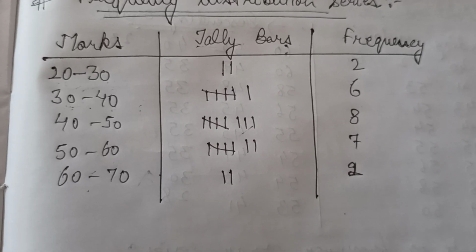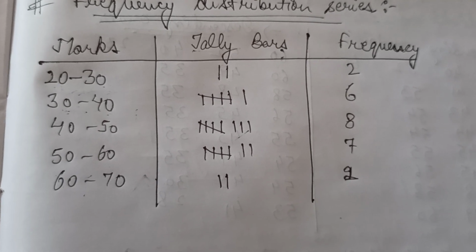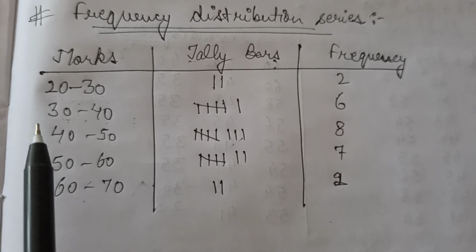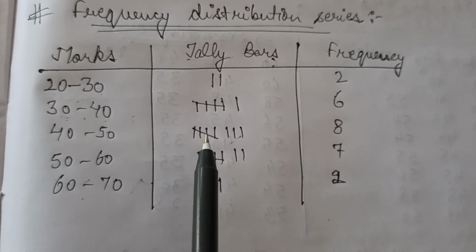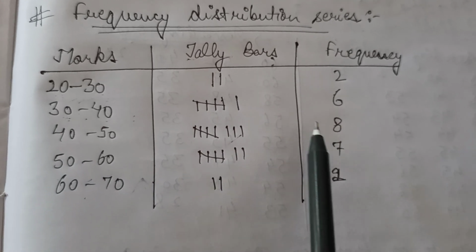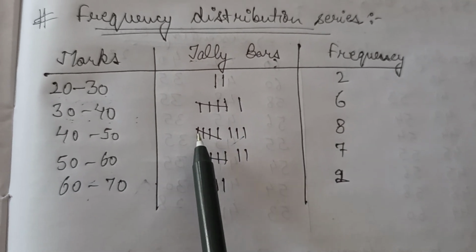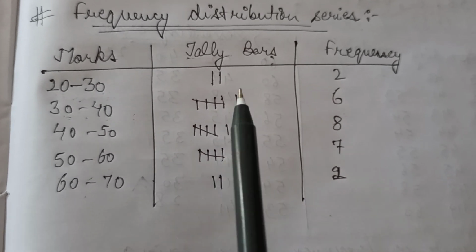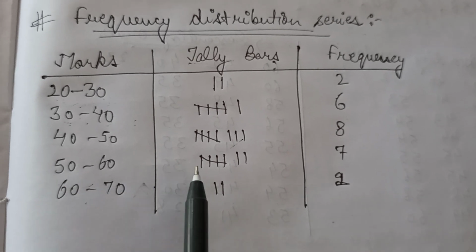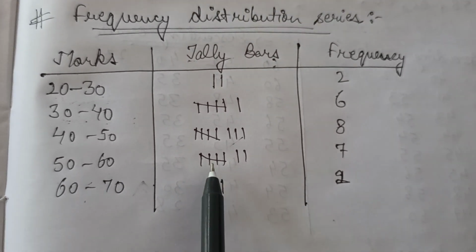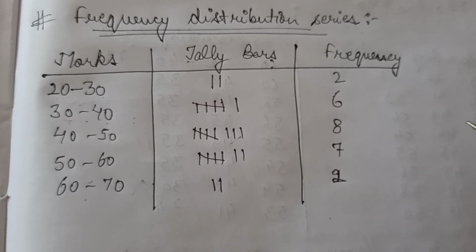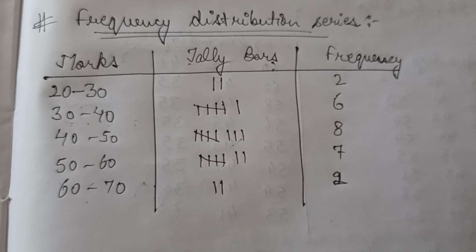Like you can see over here I have organized the data into frequency distribution series as the marks, tally bars and frequency. You can see from 40 to 50 there are 8 students who have scored 40 to 50 marks. So frequency के अंदर मैंने 8 लिख दिया, और tally bars में 1 2 3 4 5 6 7 and 8. The fifth will be counted as this cross. Similarly under 50 to 60 there are 7 students, so I will mark 1 2 3 4 and 5 6 and 7. So this is how we will organize the data into frequency distribution series.